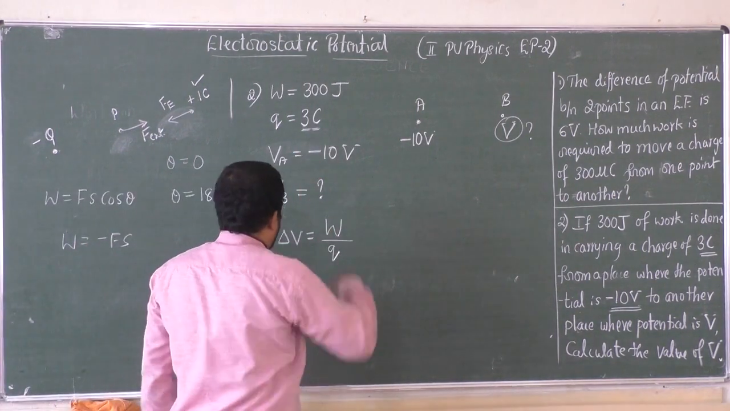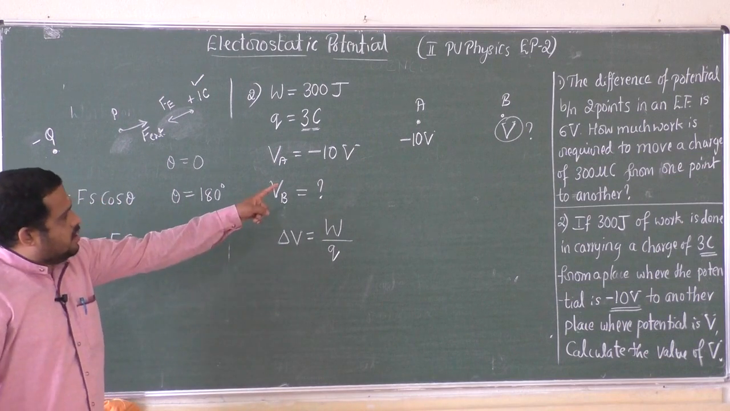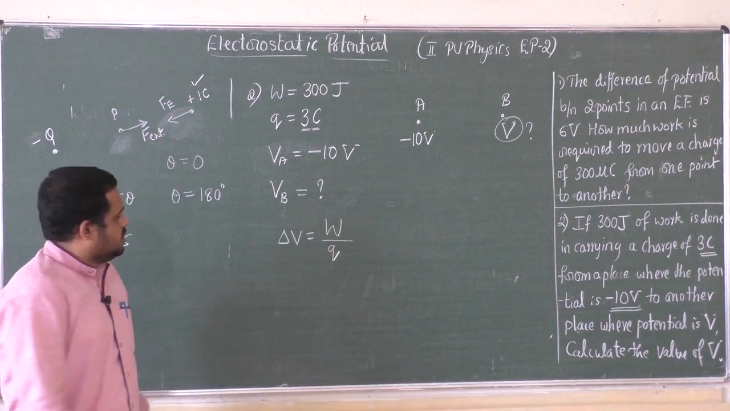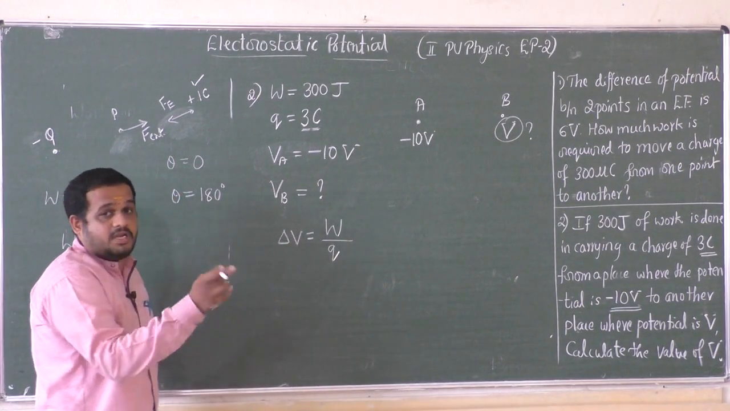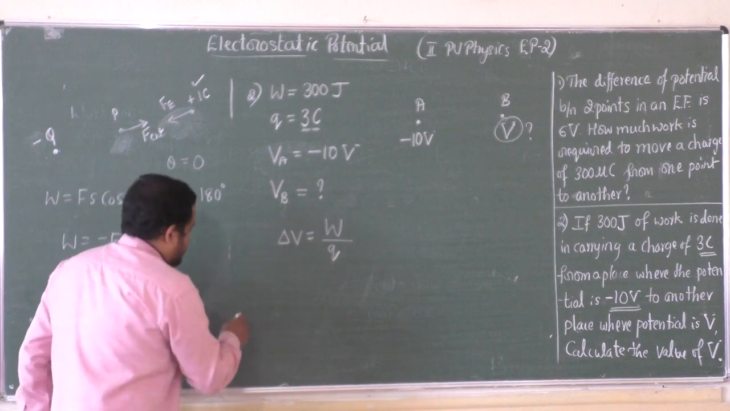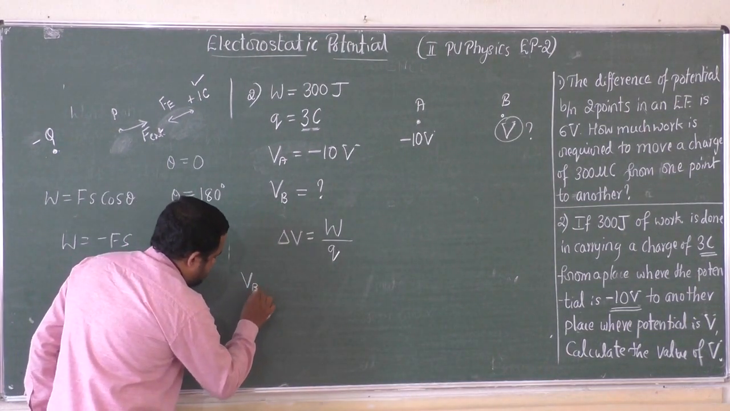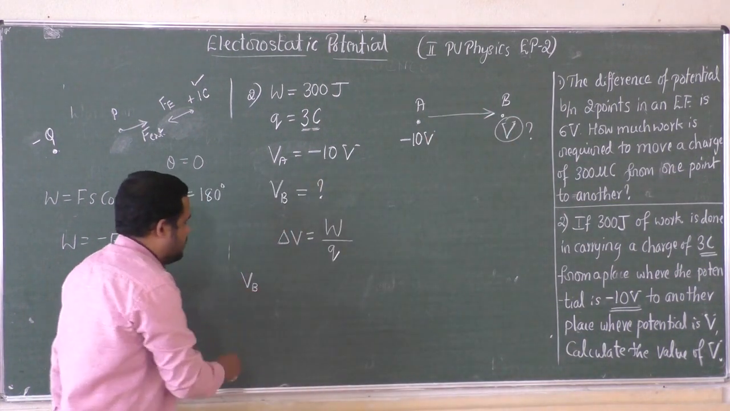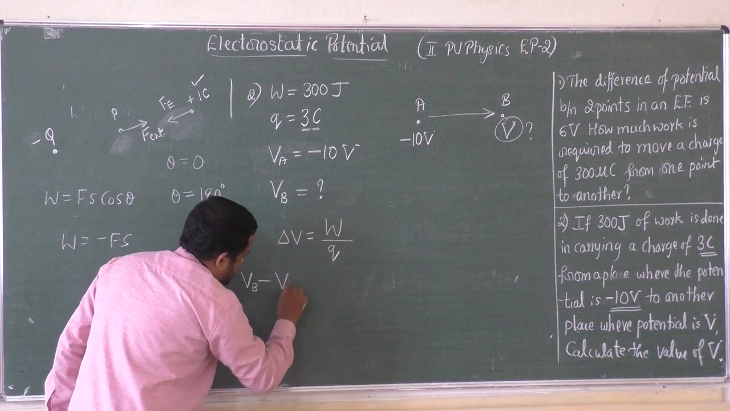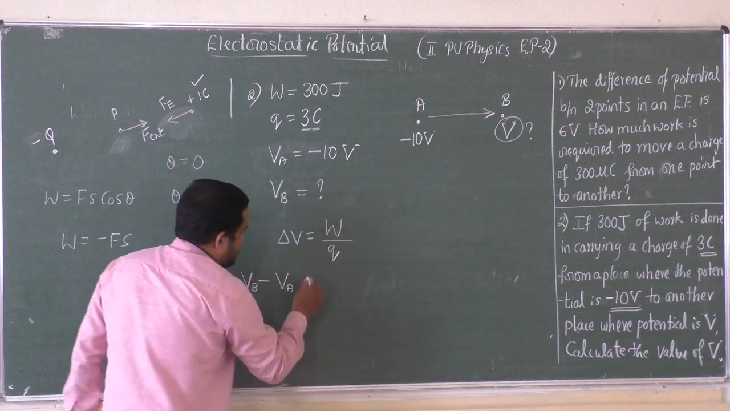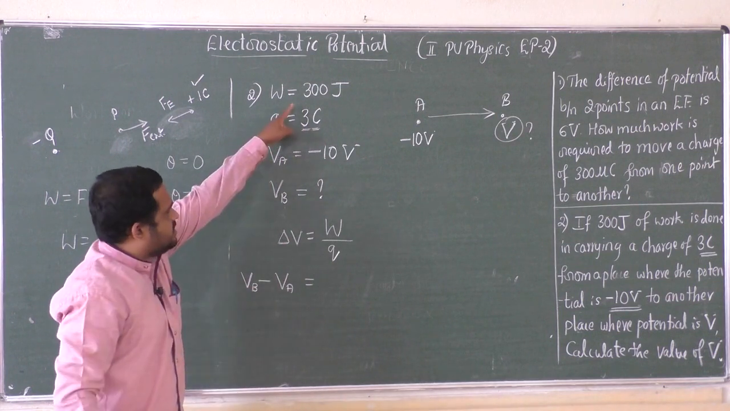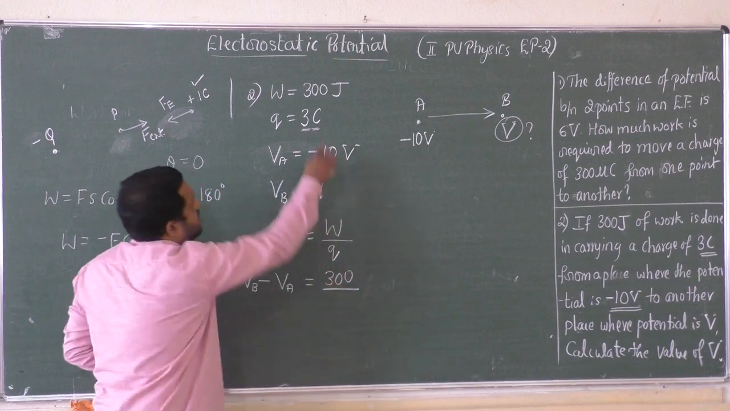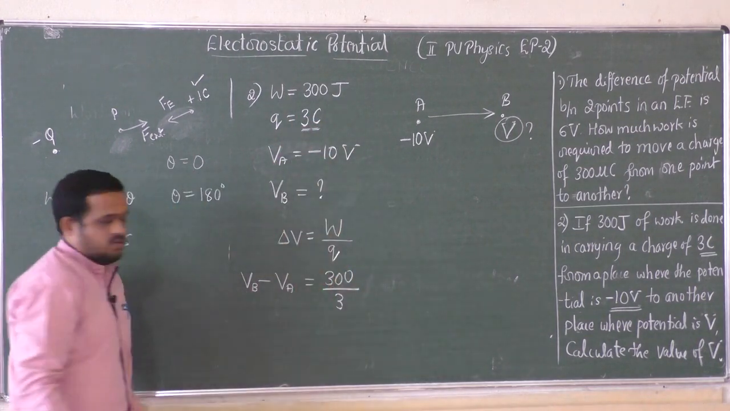Okay, come back to this problem. Delta V is equal to W divided by Q. Now this delta V is nothing but potential difference, that can be written as final potential value, that is potential at the final point. Charge is moved from A to B, so final potential VB minus potential at the starting point, that is VA, is equal to amount of work done, 300 joule, divided by magnitude of charge, 3 coulomb.